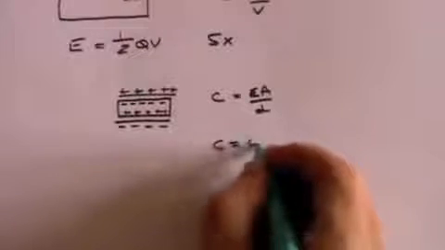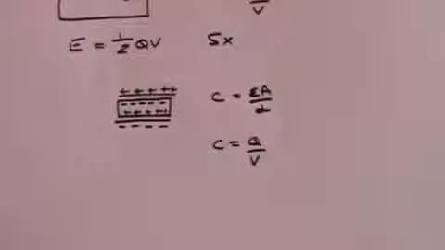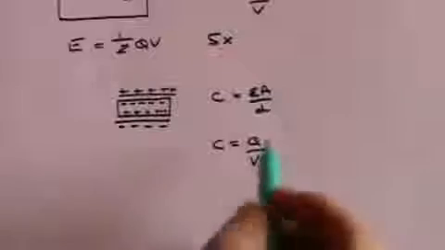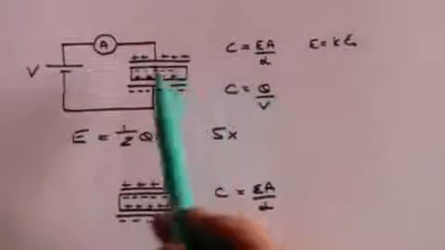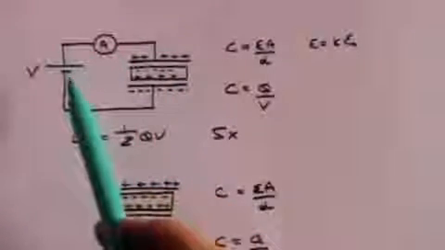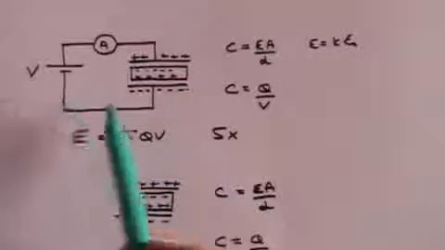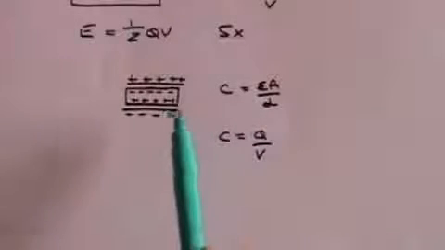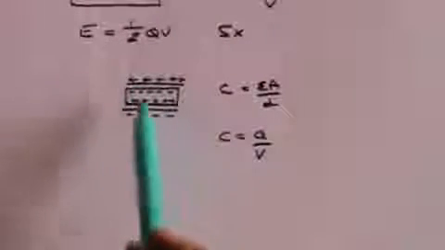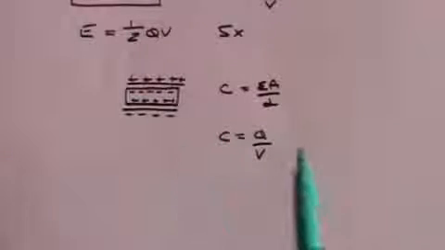And C is Q, charge over voltage. But now the charge cannot increase 5-fold, unlike up here, where it could, because there's more charge to come from the battery. But here there is no source of any extra charge. That charge is now fixed and trapped. You can't get any more charge.